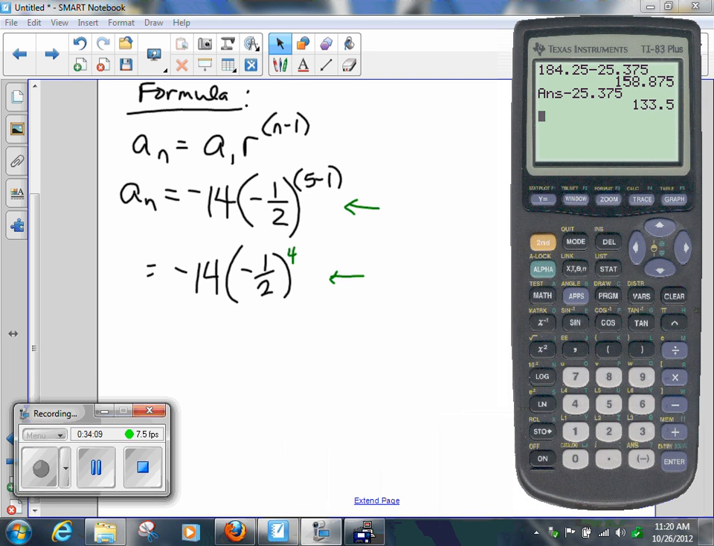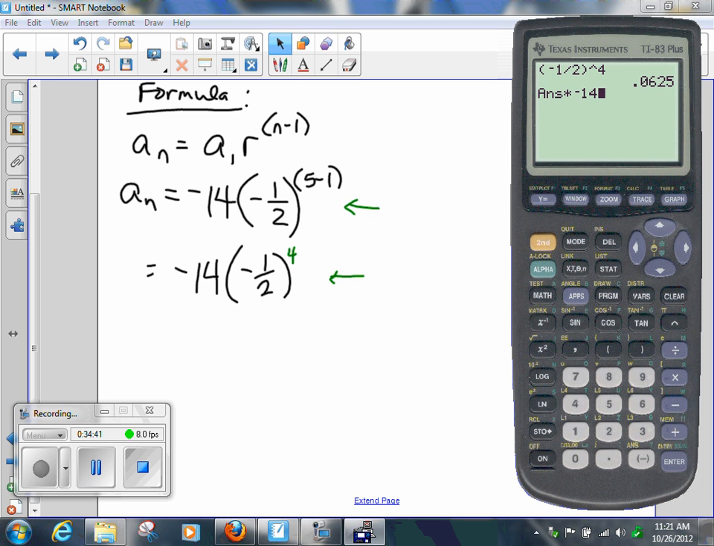All right. Now, be careful. What do you have to be careful about here? Put it in parentheses. I'm not even worried about the -14 yet. I'm going to show every single step. So, parentheses, -1 divided by 2, parentheses, raised to the 4th power. Holy moly. 0.0, what? Okay. Now, what am I going to do with that number? Now I'm going to multiply that to -14.